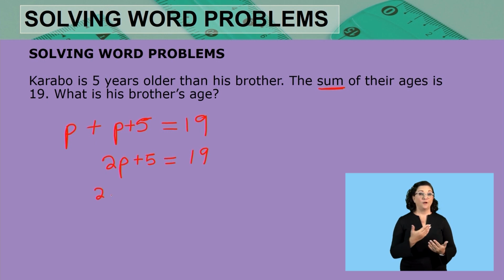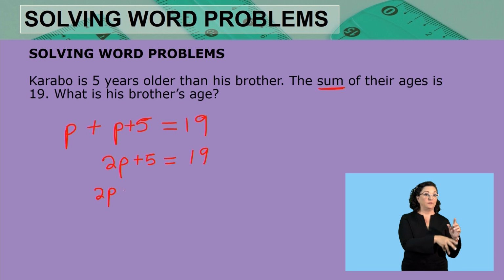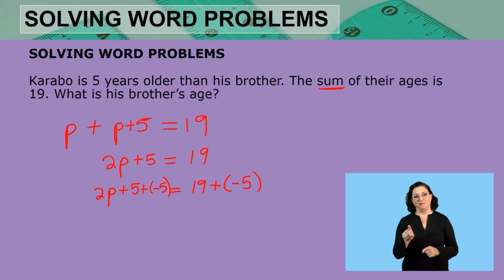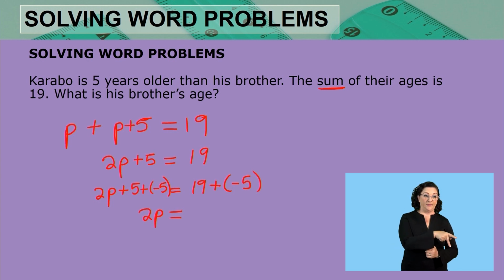So let's apply our multiplicative and additive inverses there. Now we are going to start with the 5. The additive inverse of 5 is adding a negative 5, because that is going to give me 0. And what I do on one side, I must go and do on the other side as well. Now 5 plus a negative 5 will leave me with just 2p. Then on the right-hand side, we are going to have 19 plus a negative 5. Adding a negative number is the same as subtracting that natural number. So that is going to be 19 minus 5, which is 14.